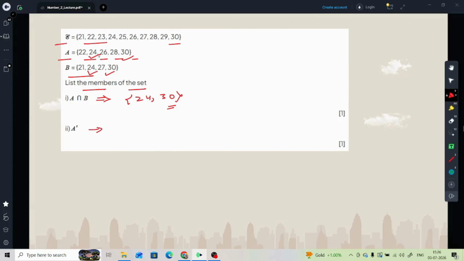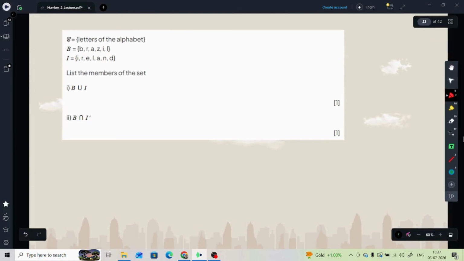And then it is about A complement. So from this universal set, we'll be removing the elements which are lying in set A, and that will be our final answer. So that will be 21, 23, 25, 27, 29, and that's the answer. Done? Yes. Let's move on.